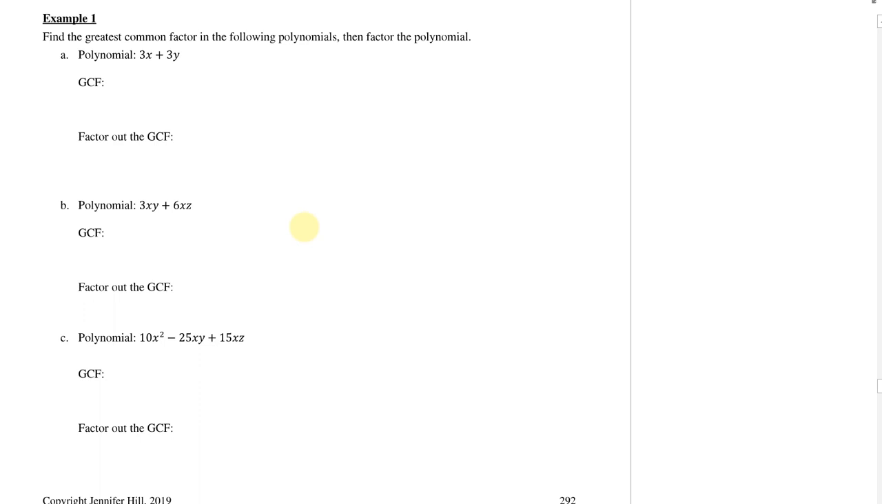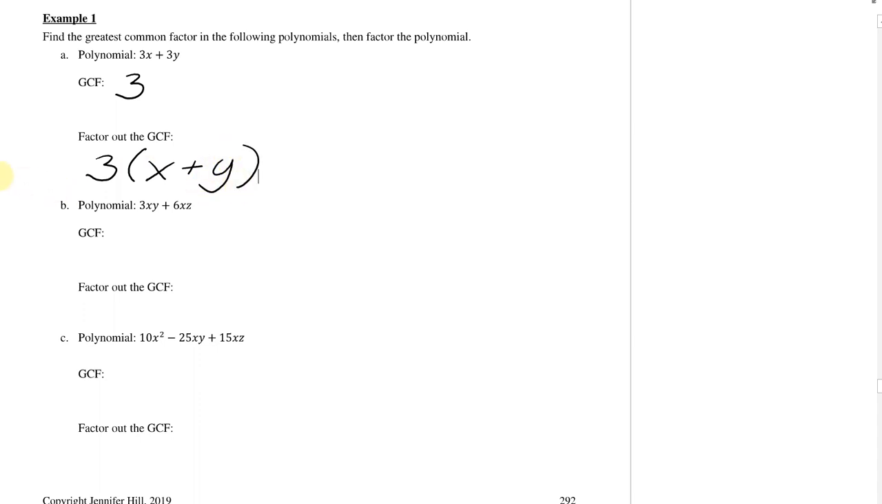For instance, in this first polynomial, 3x plus 3y, just looking at this, what do they have in common? They both have a 3, right? So that 3 is the GCF. What we want to do is factor out this GCF, i.e. greatest common factor. To do that, you write the 3 in front. It's kind of like you're dividing the 3 out of these two terms. If I divide 3 out of the 3x, that leaves me with x. And if I divide 3 out of the 3y, that leaves me with y.